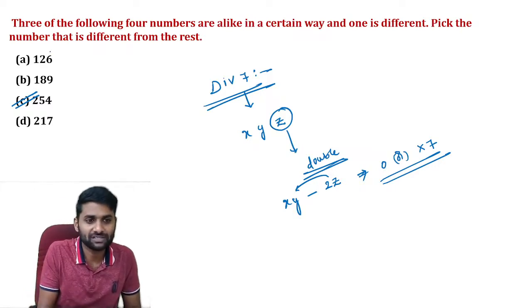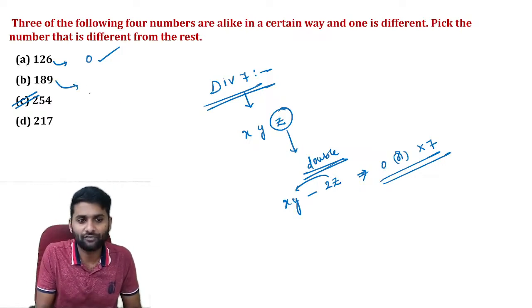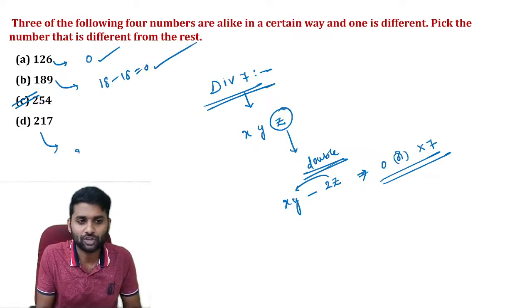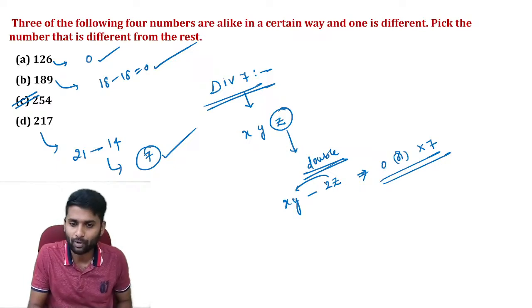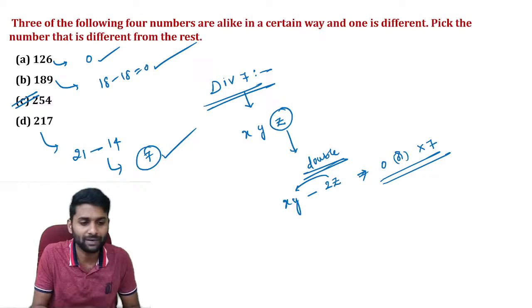Let me check with the options. Double of 6 is 12, 12 minus 12 is equal to 0, yes, it is divisible by 7. Double of 9 is 18, 18 minus 18 is equal to 0, yes, it is divisible by 7. Go through the last option, 21, and double of 7 is 14. Now you can see the difference is 7. According to the property, if the difference is 0 or a multiple of 7, then the entire number is divisible by 7.